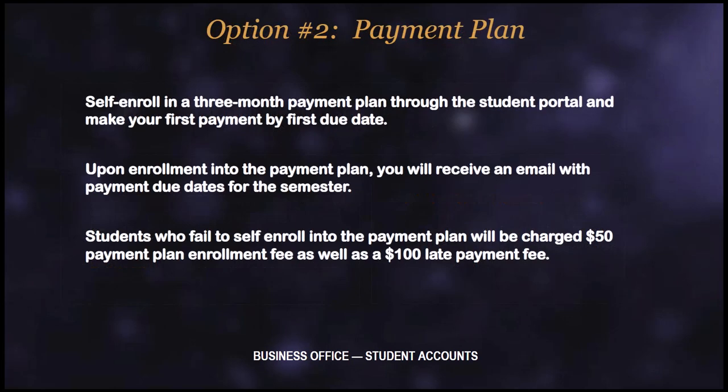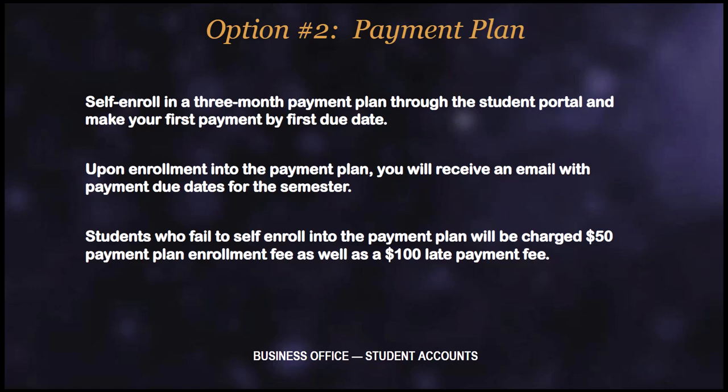Option 2 is to self-enroll into a 3-month payment plan through our student portal. Your total cost of $3,925 will then be divided into 3 payments. Your first payment will be due within 1 week after classes begin. There is no fee associated with this plan as long as you self-enroll into the plan in TigerNet. If you fail to self-enroll into the plan on time, you will be assessed a $50 payment plan enrollment fee and a $100 payment plan late fee.